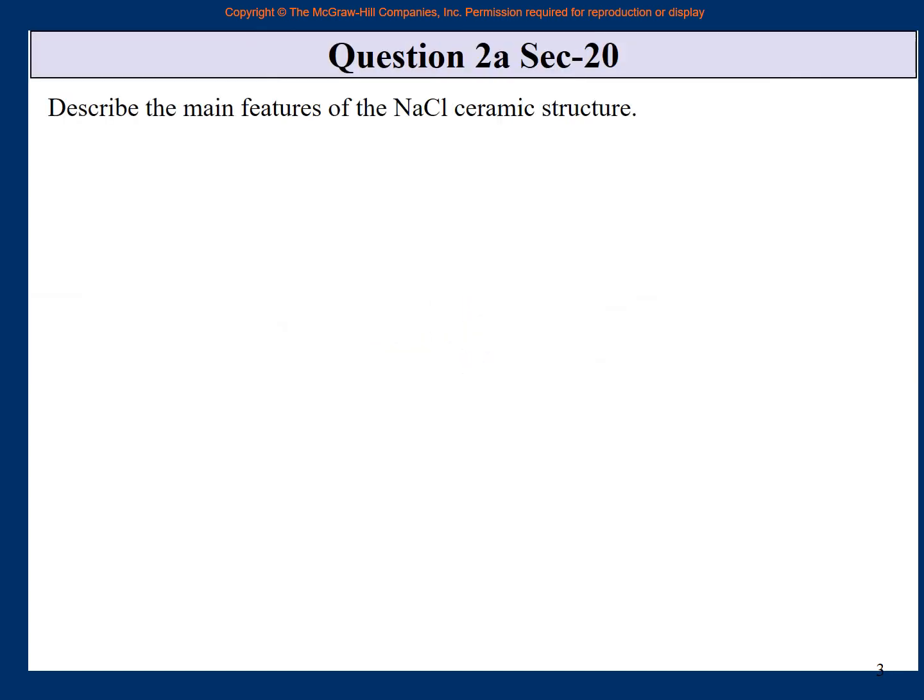So this is the question: describe the main features of the sodium chloride ceramic structure. A very simple question, because we only covered cesium chloride, sodium chloride, and zinc blende, and that's it. We did not cover any other type of ceramic structure. So just the basic main features of the sodium chloride ceramic structure. If you like, you can have a quick sketch in this answer also, but otherwise it is not necessary.